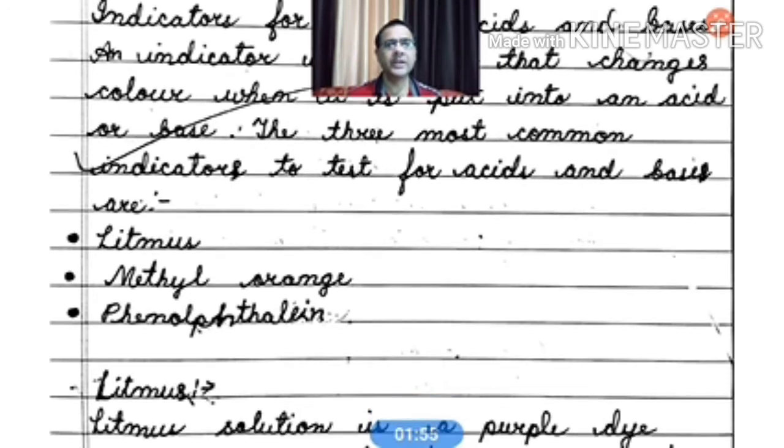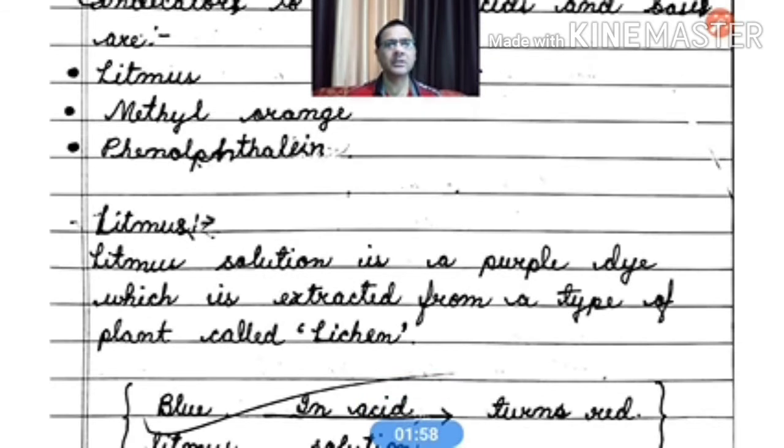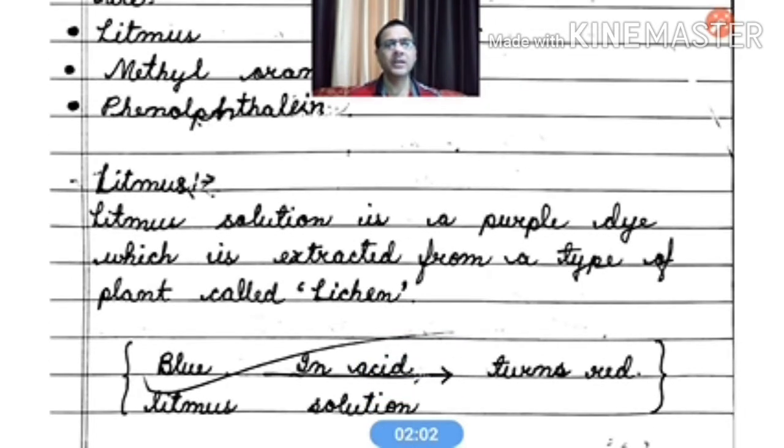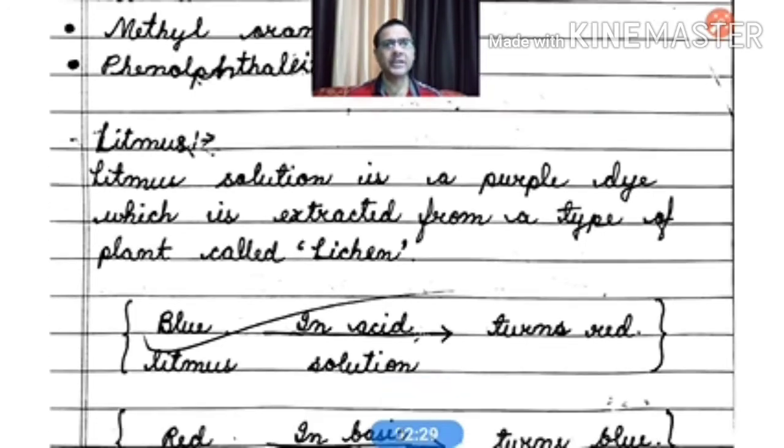Now see, what is litmus? Litmus solution is a purple dye which is extracted from a type of plant called lichen. Actually this litmus is obtained from a natural substance, and it is mainly a purple dye obtained from lichen. What are lichen? You might have studied in biology. From the lichen we extract the litmus, and with the help of this litmus we can easily differentiate the acid and base. So the first test, how do we differentiate the acid and base?